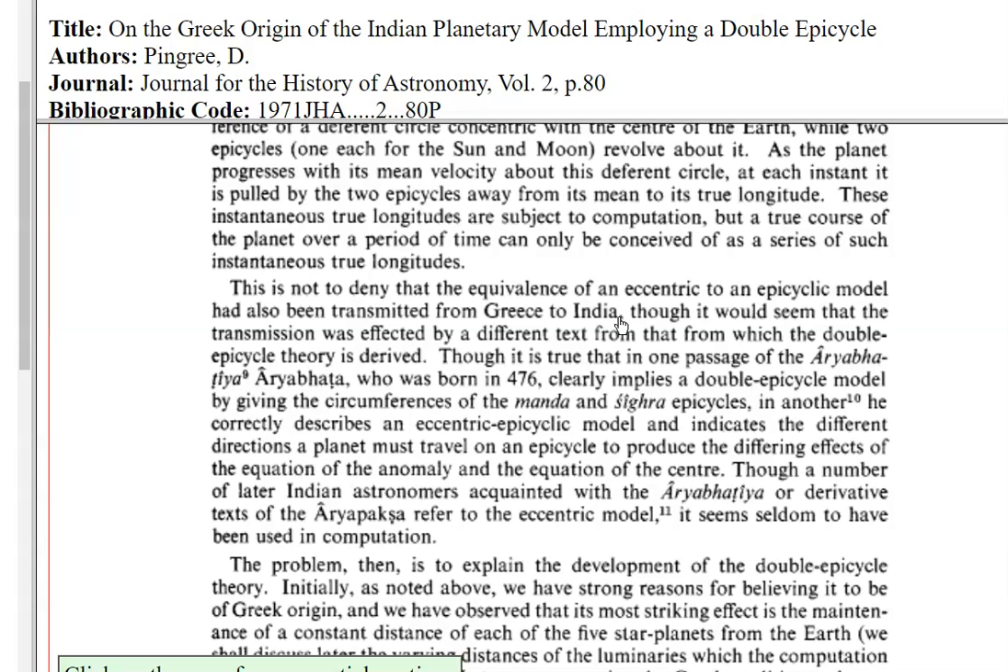Now he goes on to say, though it would seem that the transmission was effected by a different text from that from which the double epicycle theory is derived. Now this is what I would call baloney, BS. Now he's coming up with a theory about the double epicycle. I don't like to use the word BS for a top scholar like Pingree, but hey, it stinks, okay. All right, so he's saying that there are no books on the double epicycle in Greece.